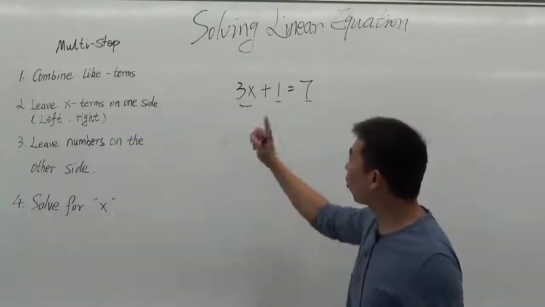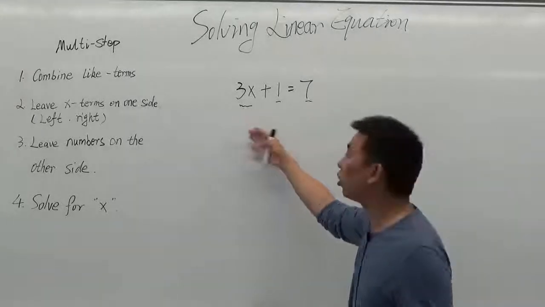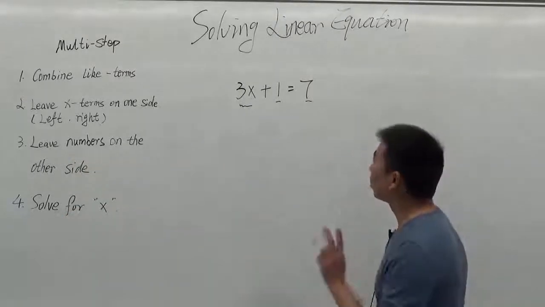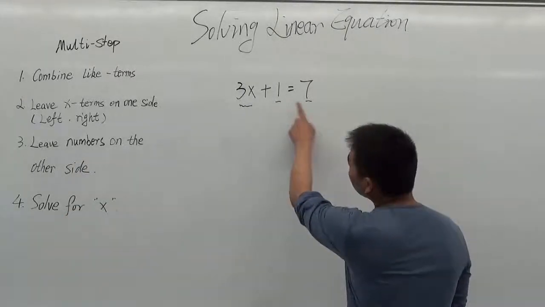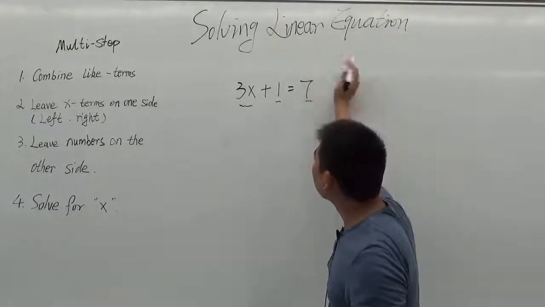Then leave x terms on one side. So here we have only one term that has x, 3x, just on one side, so we don't need to do this. And also leave the numbers on the other side. Here we have two numbers, 1 on the left side, 7 on the right side. So we need to figure out a way to move the number to a different side.